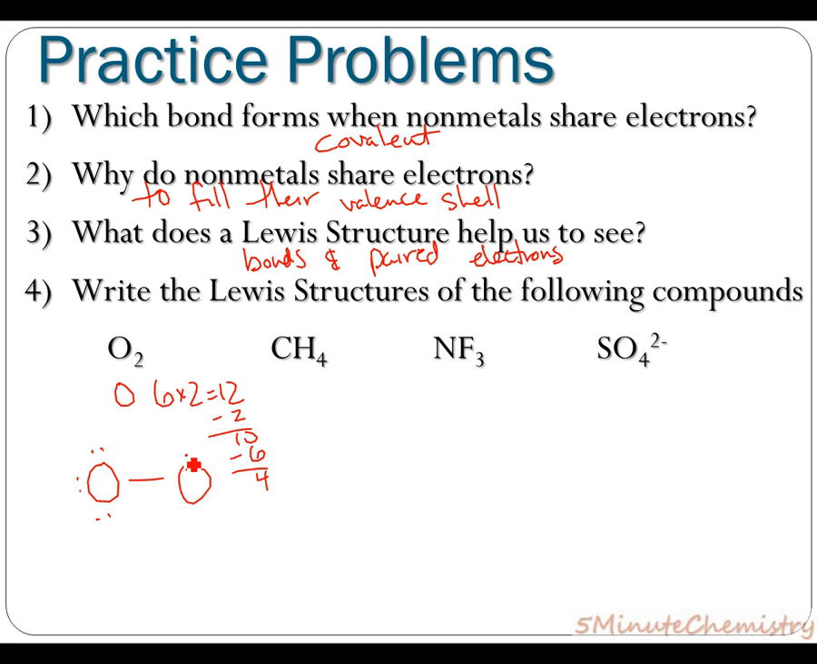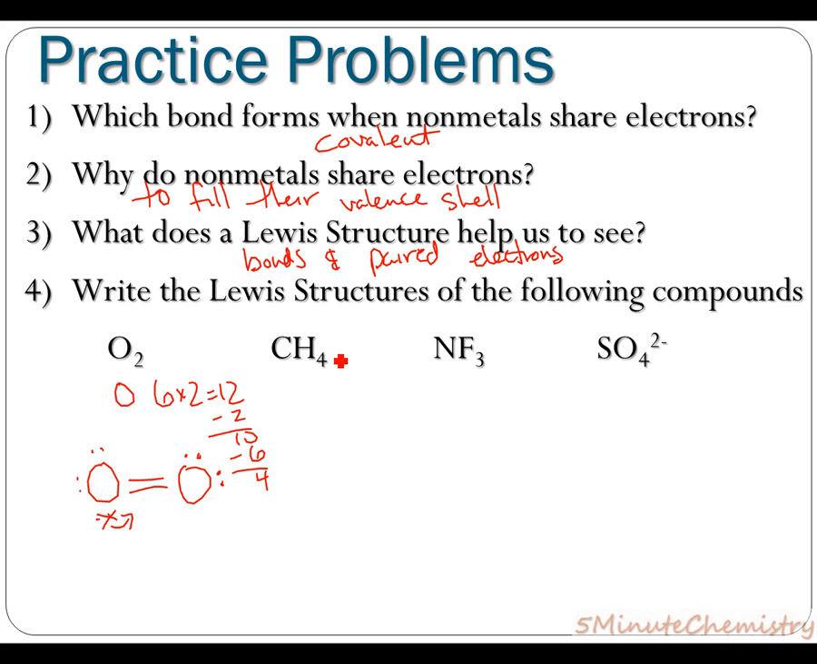So this presents a problem. I can only fill 4 on this oxygen, and that leaves it with 6. So we're going to have to take these 2 electrons and form a double bond. So our oxygen is going to have 2 electron pairs, so 2 lone pairs and 2 shared pairs.